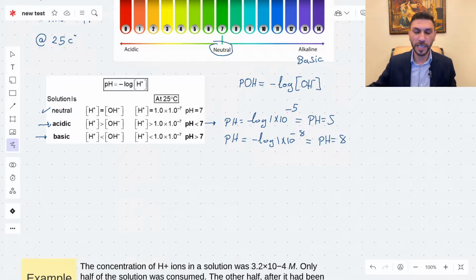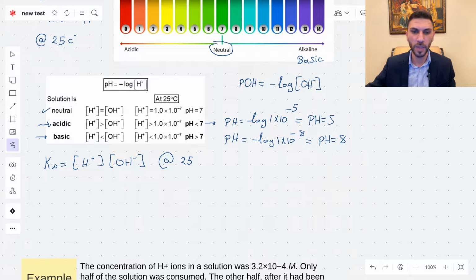Now, let's recall some equations. Kw equals the concentration of H positive multiplied by the concentration of OH negative. We studied that previously. And at 25 Celsius, this equals 1 times 10 to the power of negative 14.